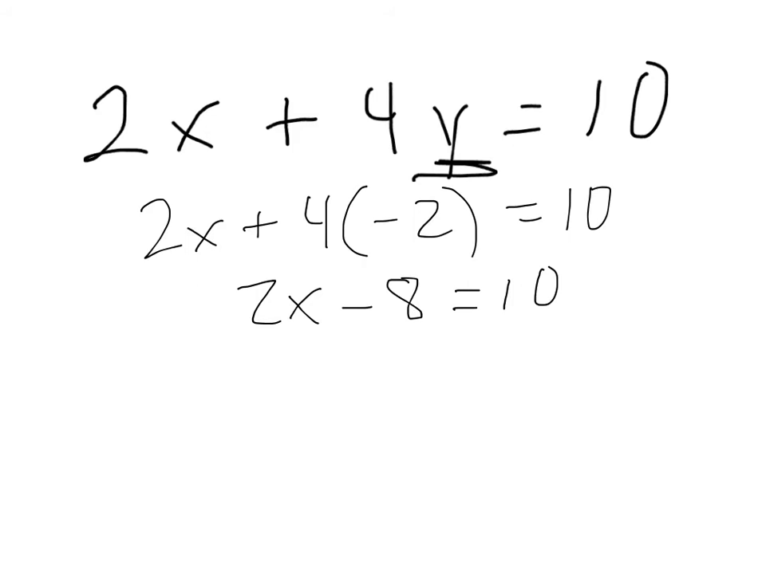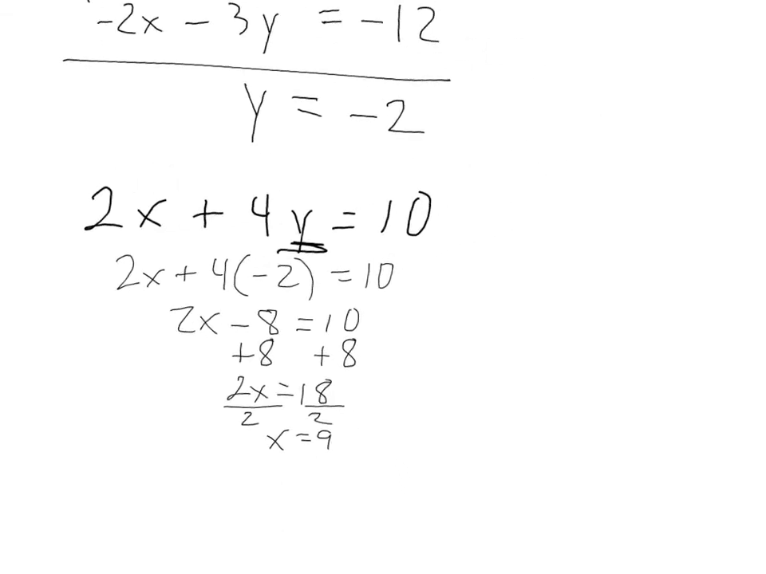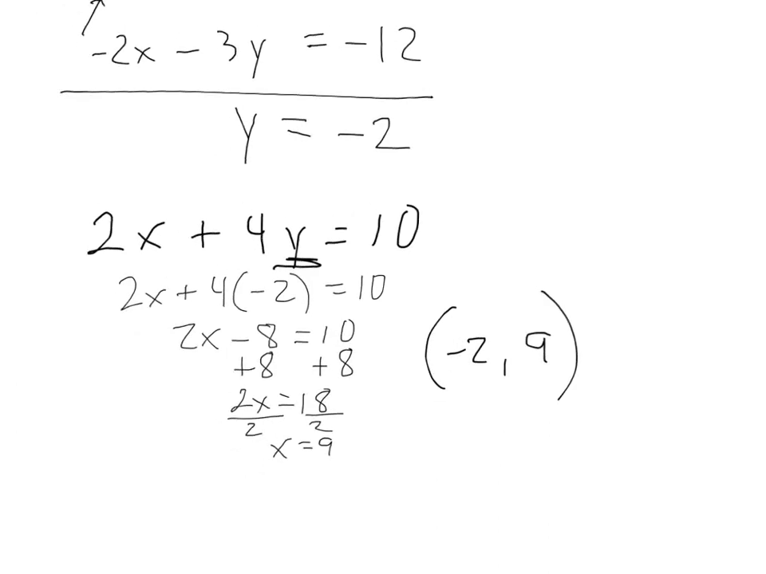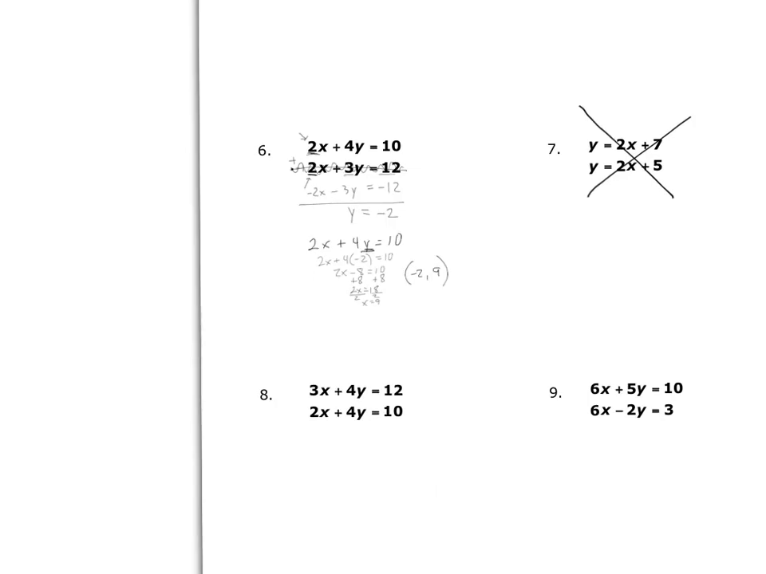Now we have a two-step equation, and we can go ahead and solve that guy. So undo subtraction with addition. So 2x equals 18. And then divide each side by 2, so our x equals 9. Okay, so now that we know our x and y, we can write our ordered pair solution, which is negative 2, 9. Okay, so there's another quick example for you. We're going to try another one just like that.